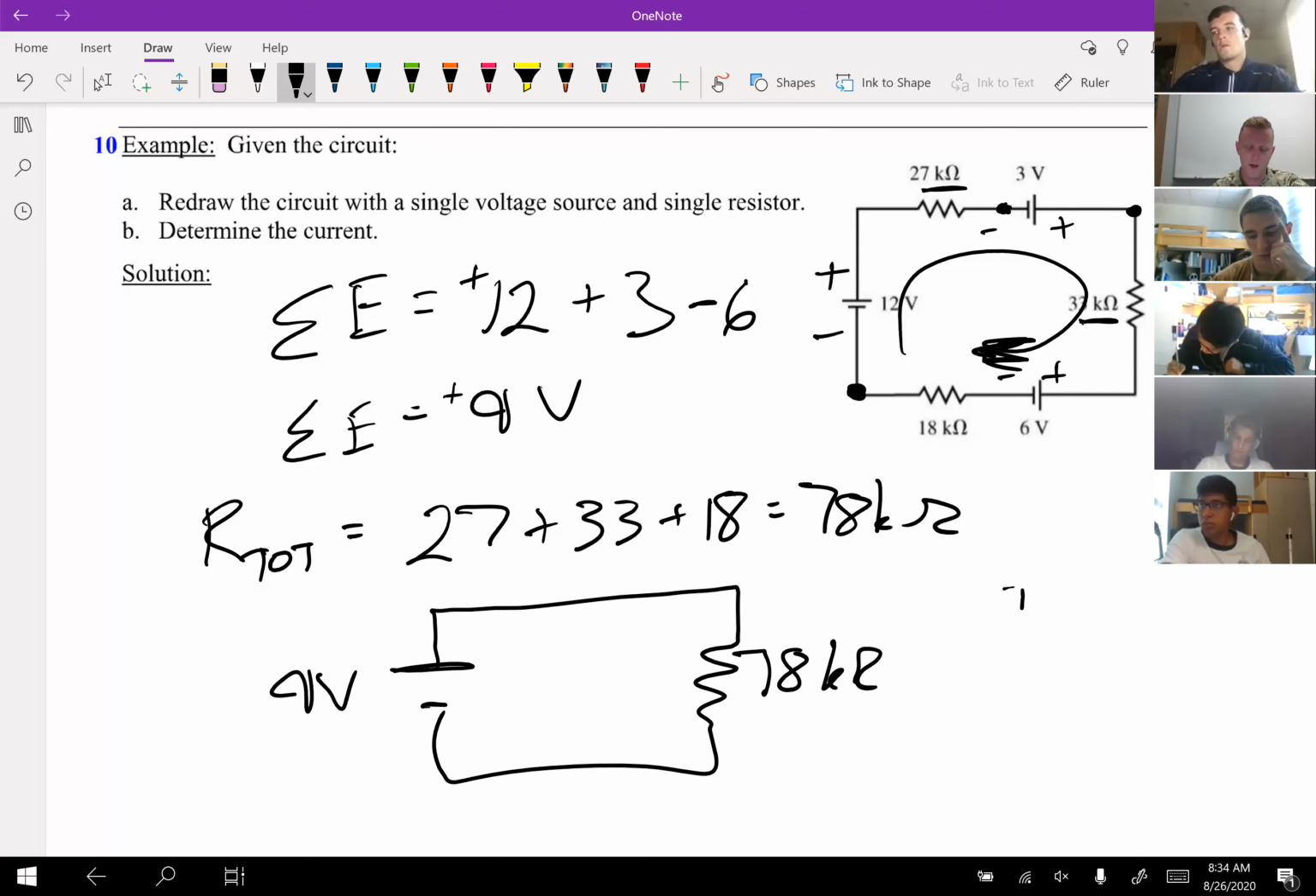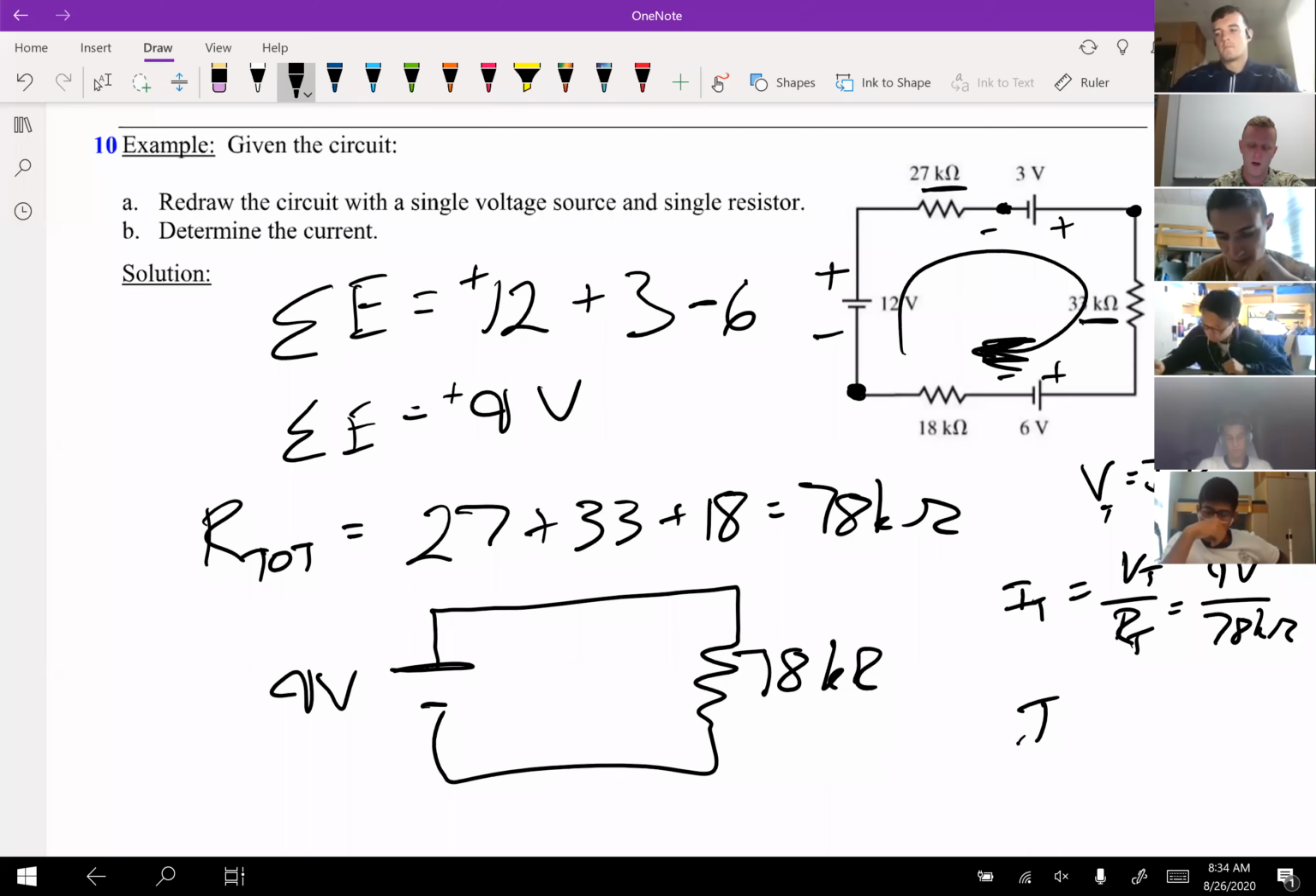And if I'm finding my I total, well, V equals IR is our favorite law. I said subscripts, being consistent with them, will help you make sure you grab the right ones, right? So I'm looking at V total equals I total times R total. I total equals V total over R total, 9 volts over 78 kilo ohms. And I total comes out to 115.4 microamps.